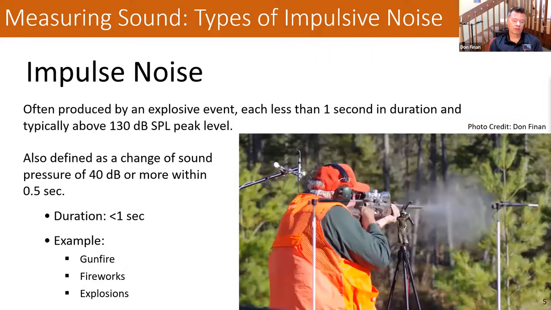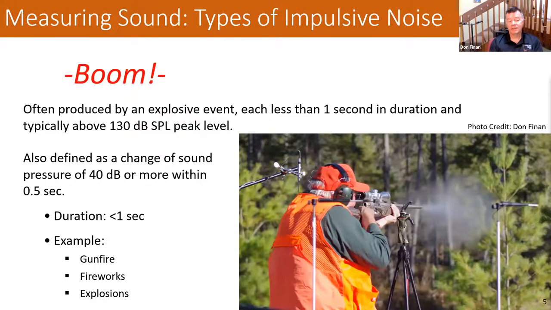Next is impulse noise. Impulse noise is usually produced by an explosive type event, such as gunshot noise or explosions. These are usually way less than a second in duration and typically very high in peak level, very large sound pressure levels, maybe over 130 dB. It can also be defined as a change in sound pressure of 40 decibels or more within half of a second. Gunfire, fireworks, and explosions all produce impulse noise itself, which is again a form of impulsive noise.